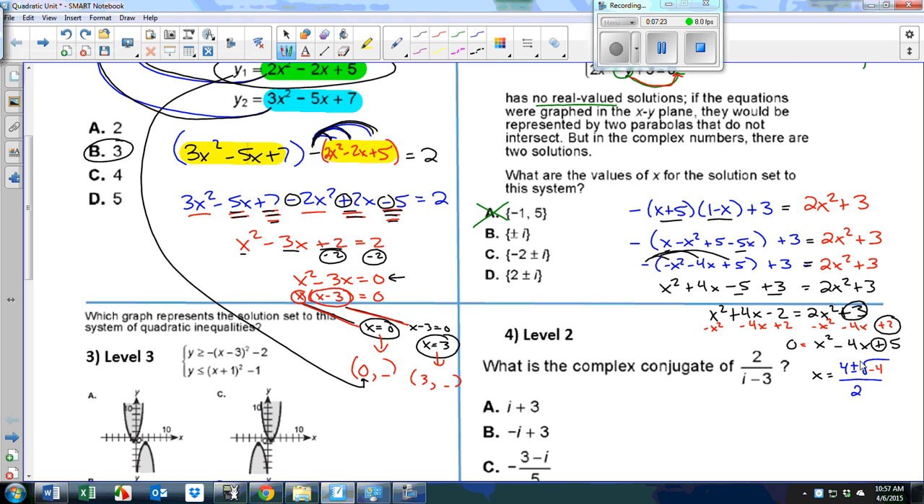And if you remember from our radical unit, the square root of negative 4 gives 2i, divided by 2. But the 4 and the 2 get divided, and you get an answer of 2 plus or minus i, so you get the answer D.